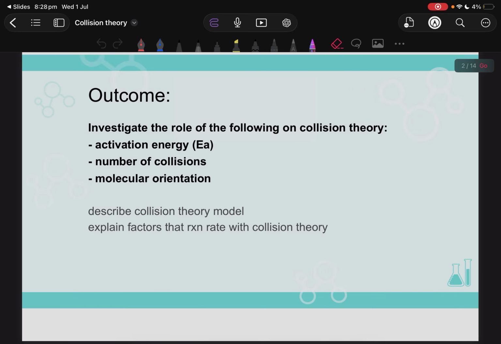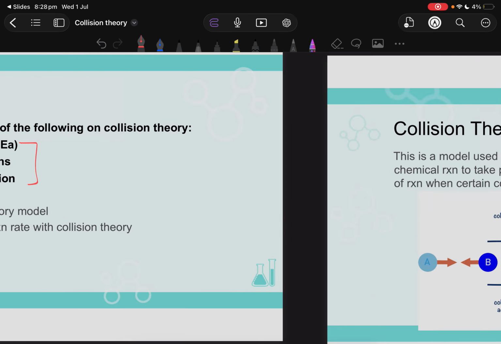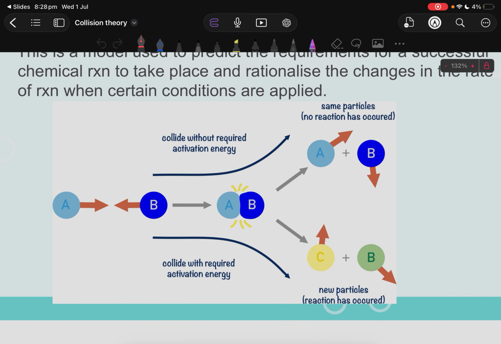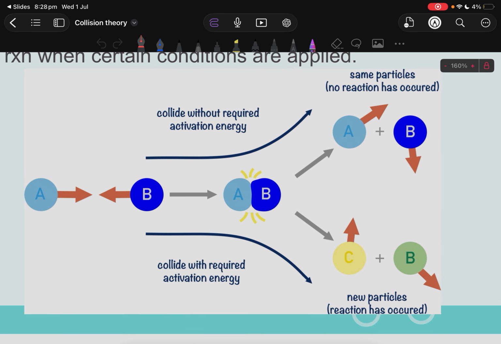All right, so investigate the role of the following on collision theory: activation energy, number of collisions, and molecular orientation. We have quite a bit to get through. Collision theory, a nice little recap.